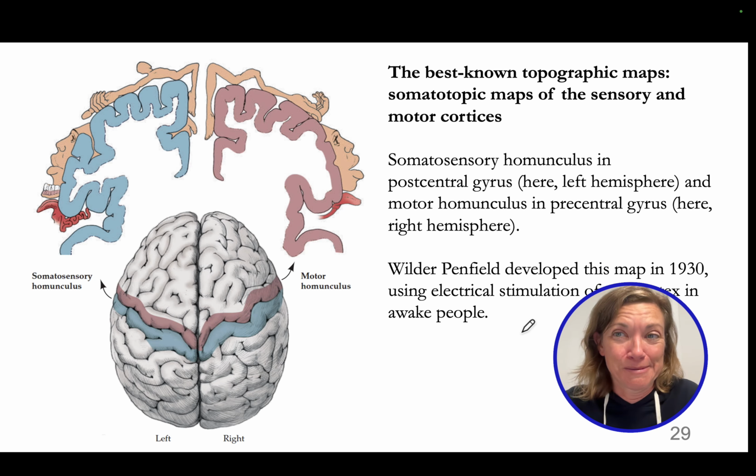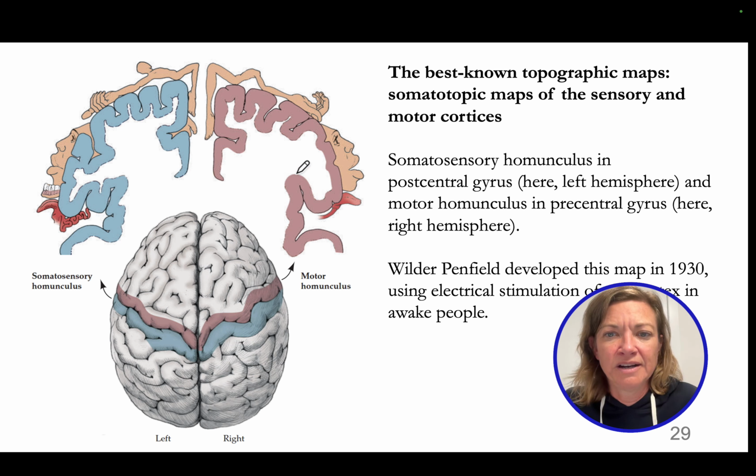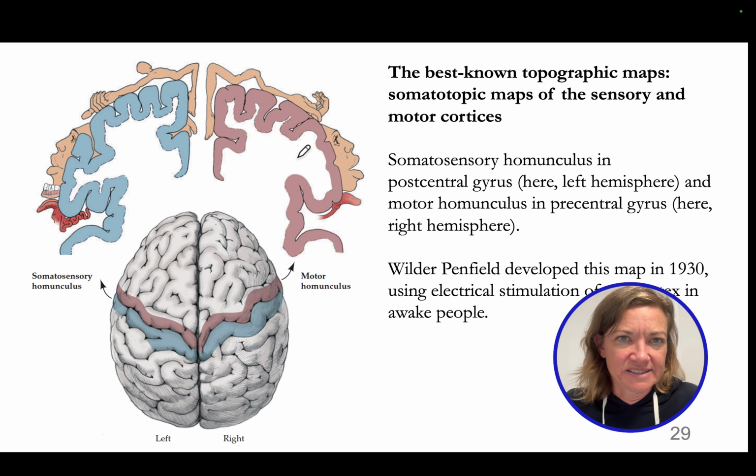Now, the best known topographic maps are the somatotopic maps of the sensory and motor cortices. Of course, these gave rise to the somatosensory homunculus in the postcentral gyrus, which is shown here in the left hemisphere of the brain in blue, and the motor homunculus in the precentral gyrus, shown here in the right hemisphere of the brain in red. Wilder Penfield developed this map a long time ago, in 1930, using electrical stimulation of the cortex in awake subjects. And that's where we got this map from.